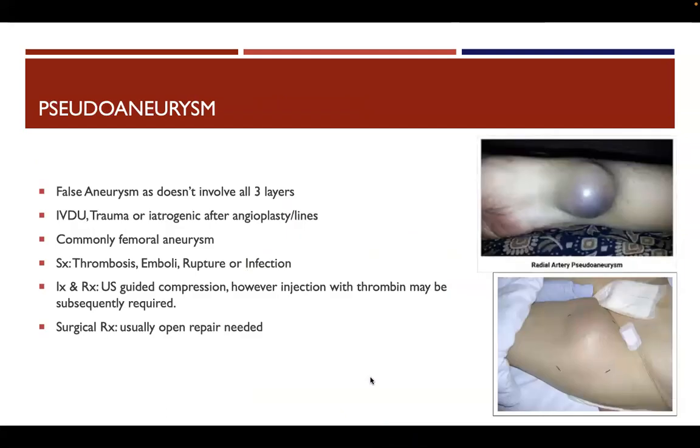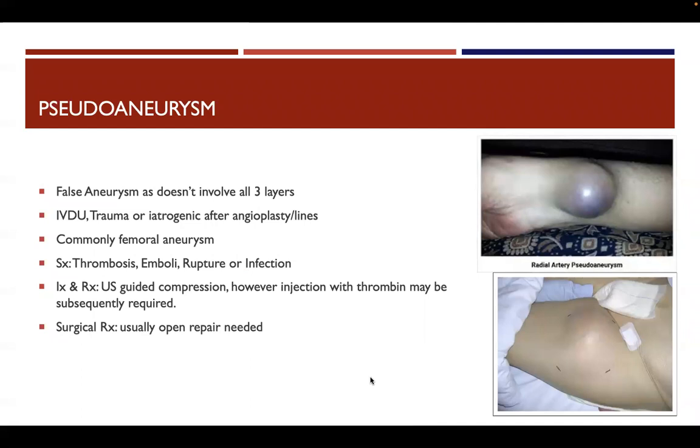Okay, pseudoaneurysm. Often, after you've asked for your lovely interventional radiology colleagues to do a procedure, you'll have a patient on the ward that comes up that has a bulge. And you think, oh no, could this be a hernia?